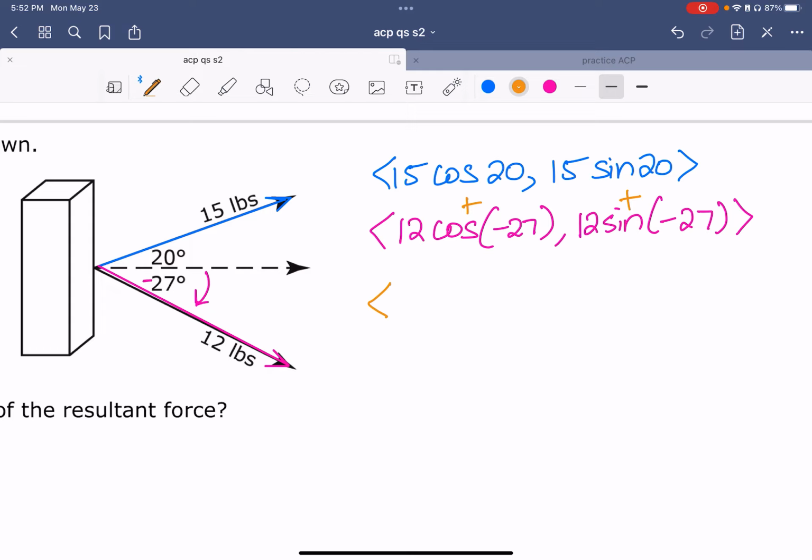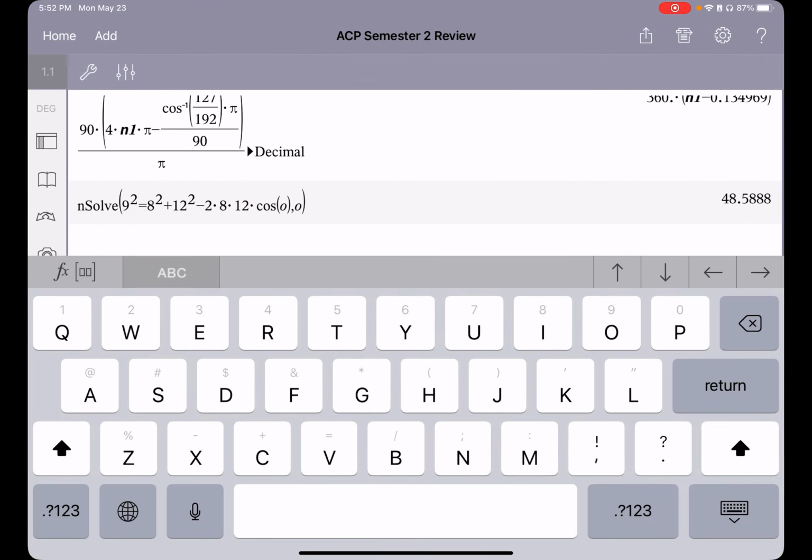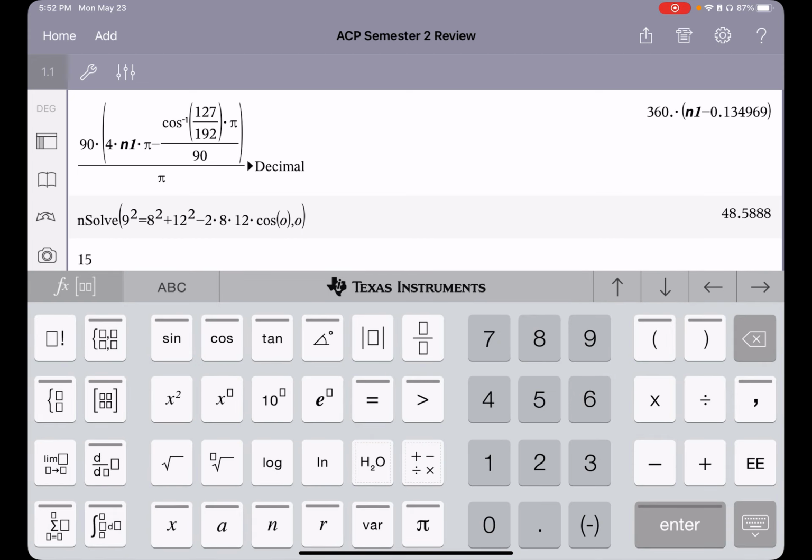So let's go do that on the calculator. I'm already in degrees, but if you're not in degrees, make sure you are, because 20 and 27 are in degrees, not in radians. So we're gonna do 15 cosine 20 plus 12 cosine of negative 27.